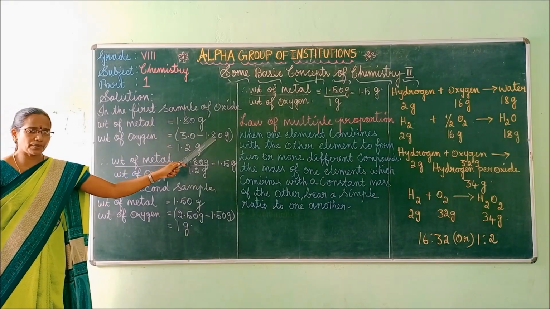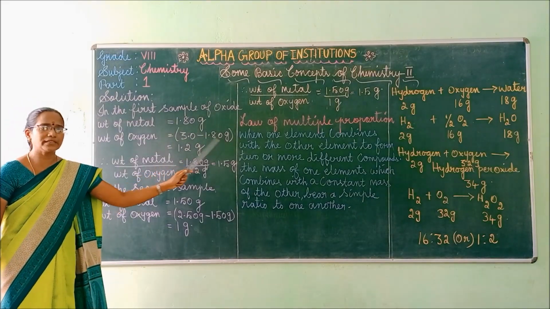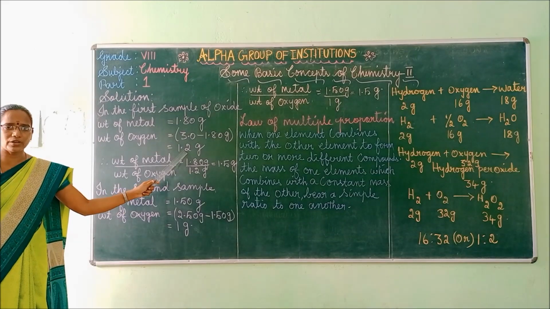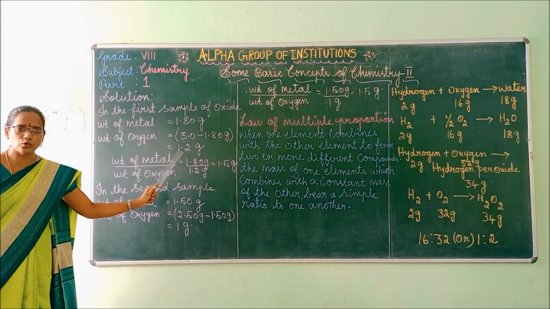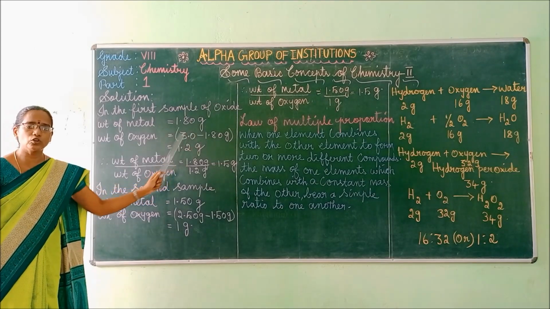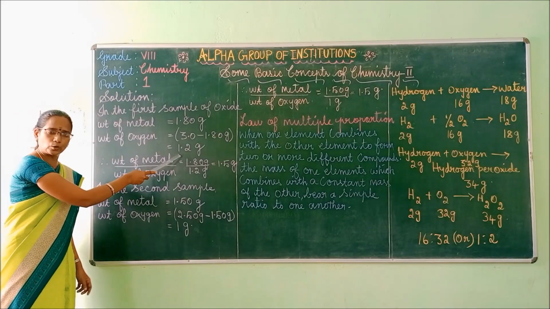And what is the weight of the metal? Weight of the metal is 1.80 gram. So, if you subtract these two, you will be getting the weight of oxygen. Okay. So, that is 1.2 gram. If you subtract these two, you will be getting the weight of oxygen. So, the weight of oxygen is 1.2 gram.